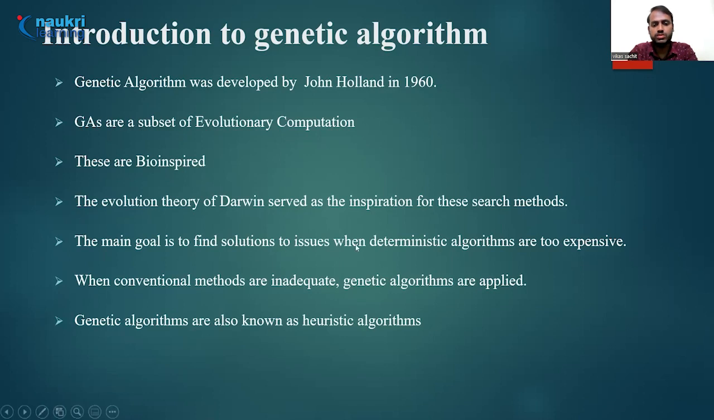It is used to find solutions to issues when deterministic algorithms are too expensive. That is, when the traditional algorithms we generally use become too expensive, then we go for this genetic algorithm. And these genetic algorithms are also easy to apply and find a solution. Genetic algorithms are also known as heuristic algorithms. That is nothing but it finds the solution in a given optimal way. So that's what heuristic means. Maybe the solution may not be the perfect one, but it will fulfill the agenda. So this is all about the brief introduction to the genetic algorithm.